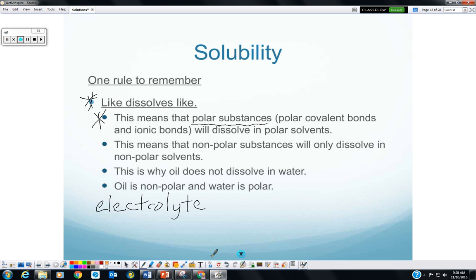All right? Distilled water on an electrical fire? Yes. Awesome.